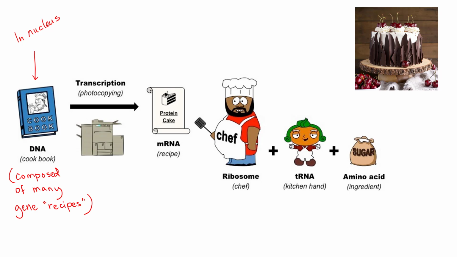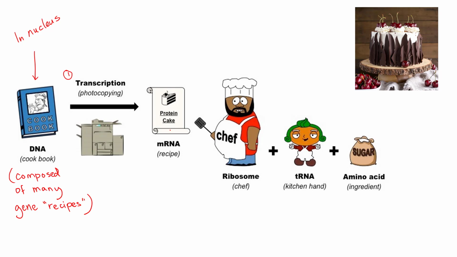In this picture, we're seeing the DNA cookbook being photocopied. They actually have a picture of a photocopier here, and they're calling that, again, the transcription step. So we're transcribing the DNA by just copying a single recipe. In this recipe, they're saying we're going to copy the recipe for this protein cake, basically a chocolate cake, okay, is what I got pictured here.